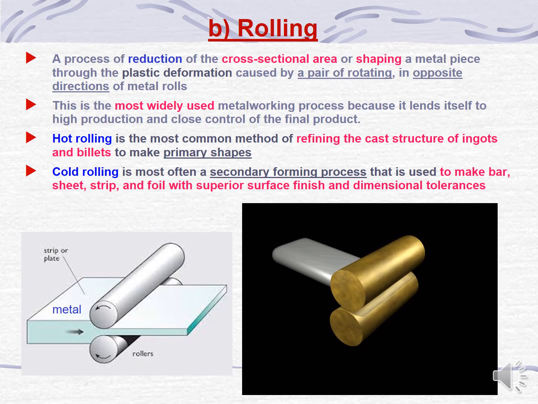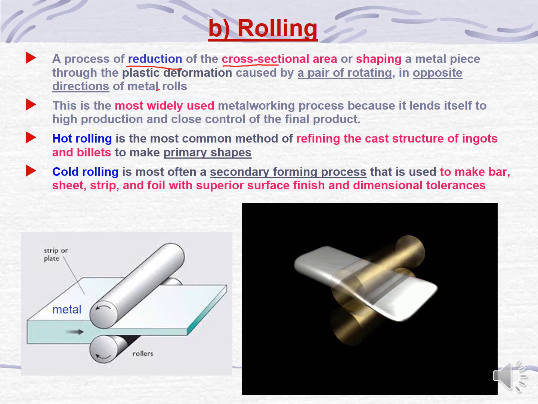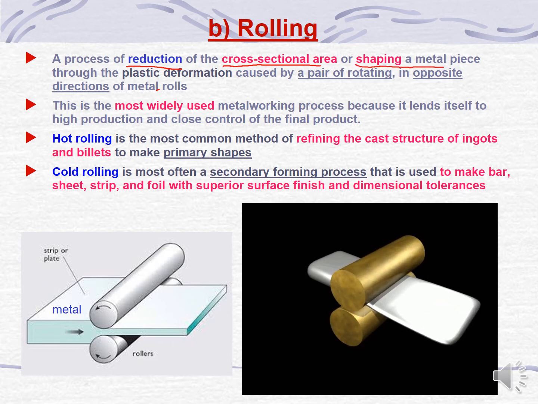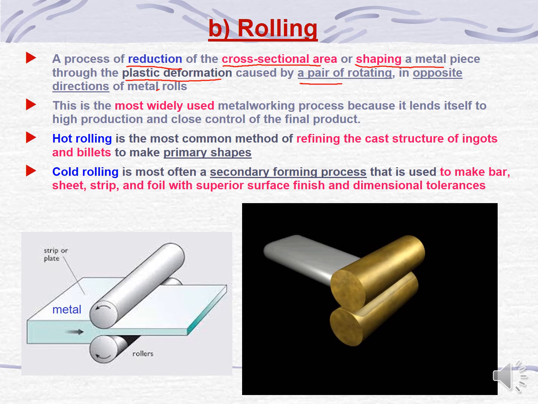Okay, next we move to rolling. Okay, what is rolling? Rolling is a process of reduction of the cross-sectional area or shaping a metal piece through the plastic deformation caused by a pair of metal rolls rotating in opposite directions.